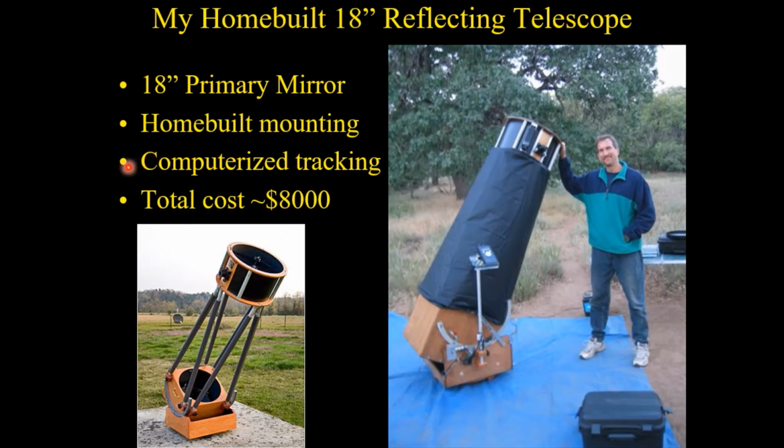So it has computerized tracking, and I can basically dial in any object or position in the sky that I want, and the telescope will automatically move to that object and then start tracking it. The total cost of this project was about $8,000, and as they sometimes say, hobbies are a good way to waste time and money, and that was certainly the case for this telescope.